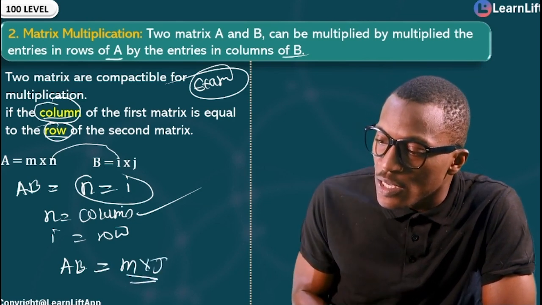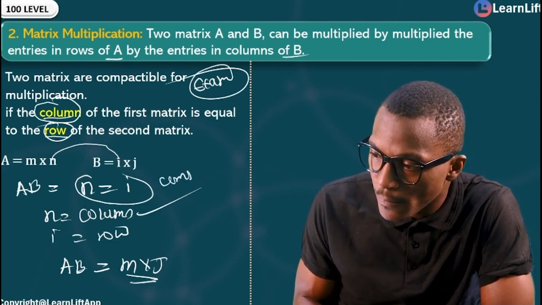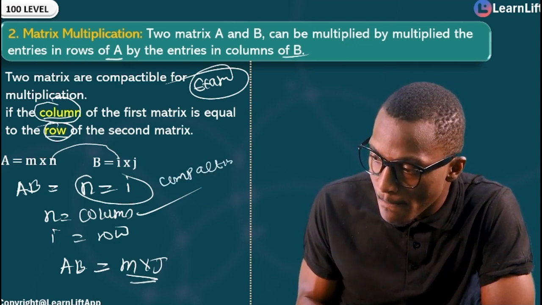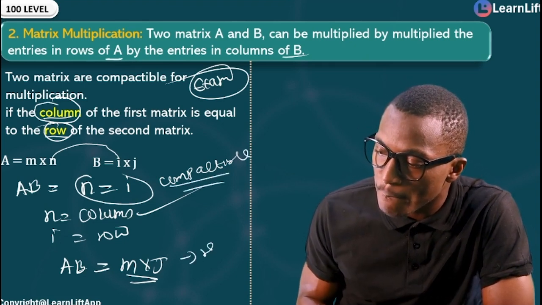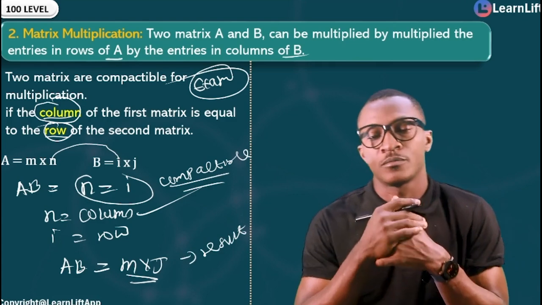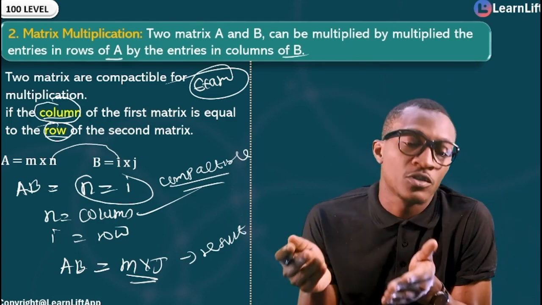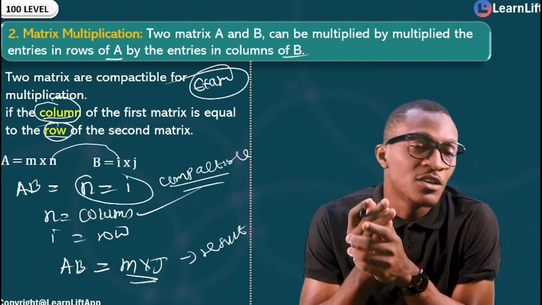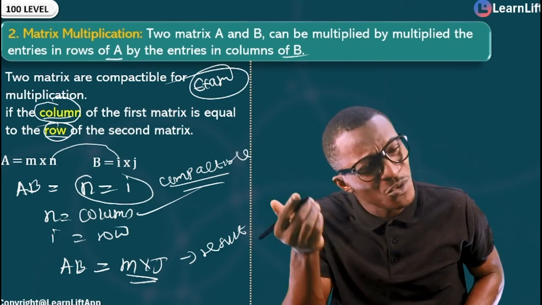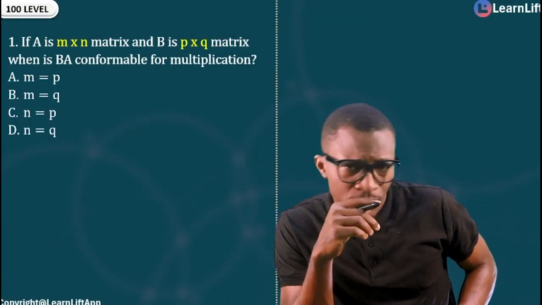So this is what we check, this is for compatibility. This is what your answer will be, this is the result. So if they ask in the exam, what will be the result of the matrix, or what will be the compatibility? Compatibility: N must be equal to I. The result is what is left. Do you understand that? If you say you understand that, let's take past questions.